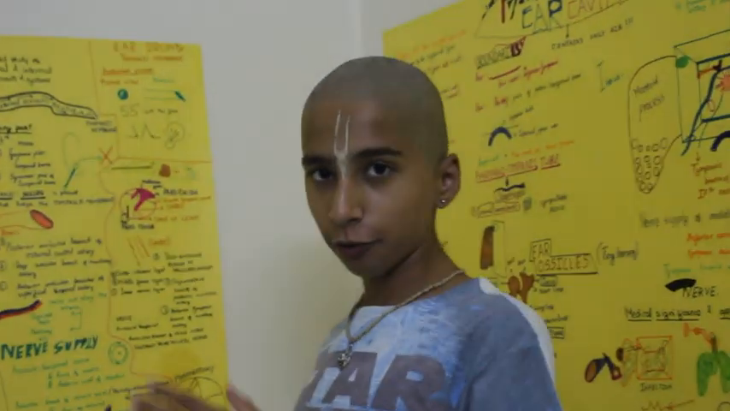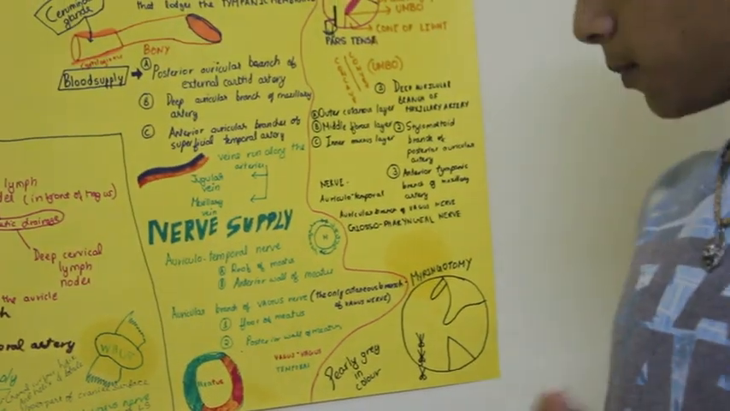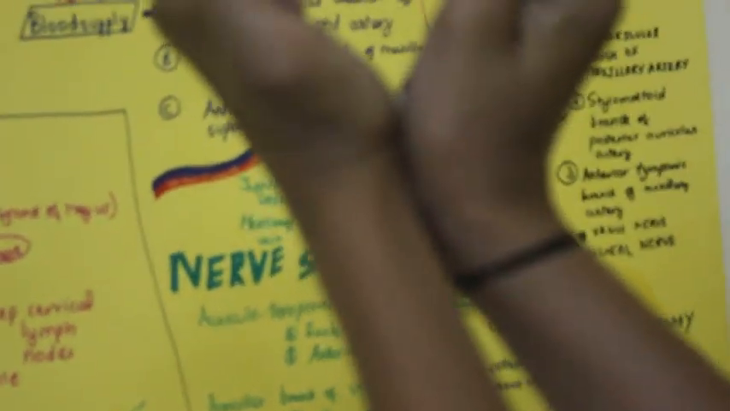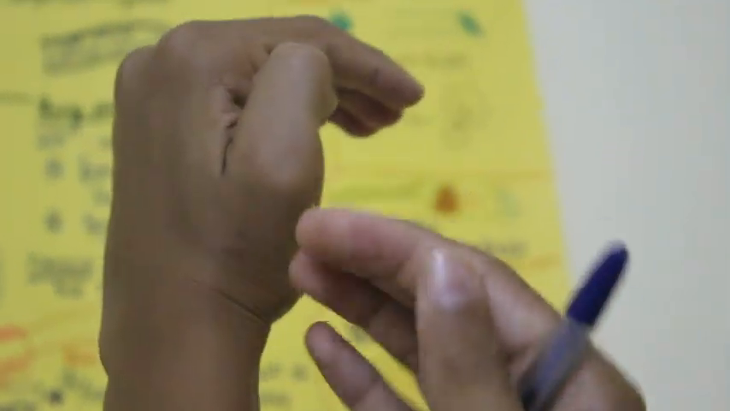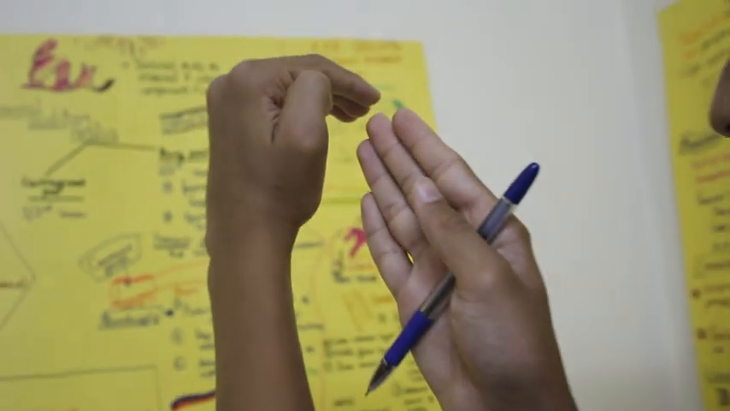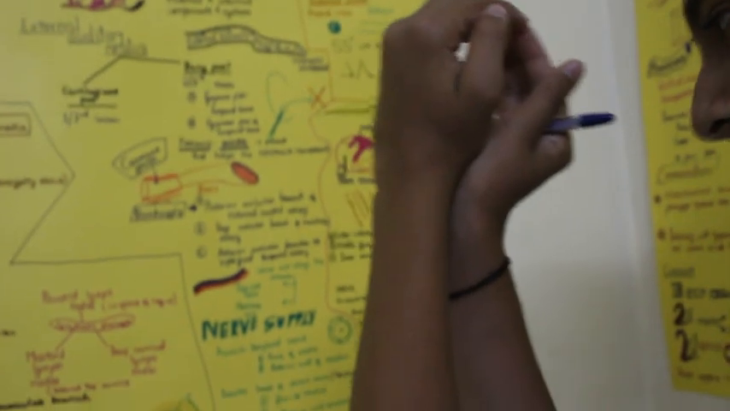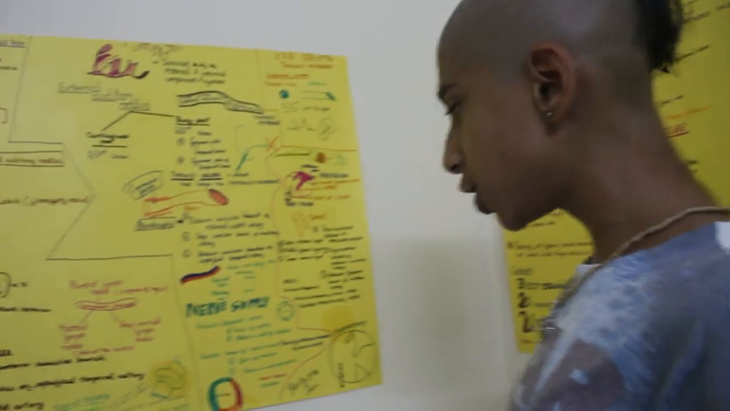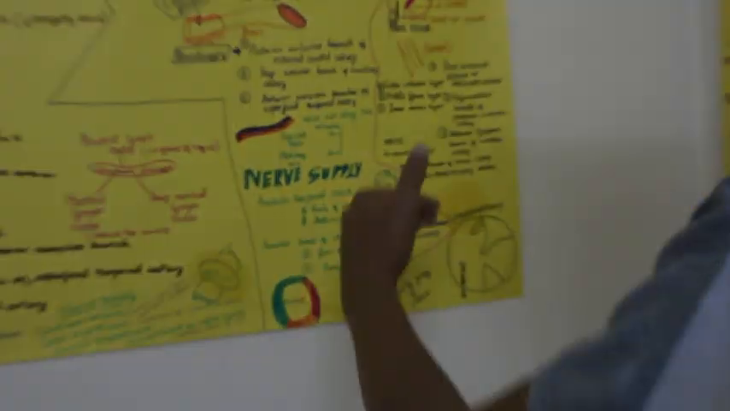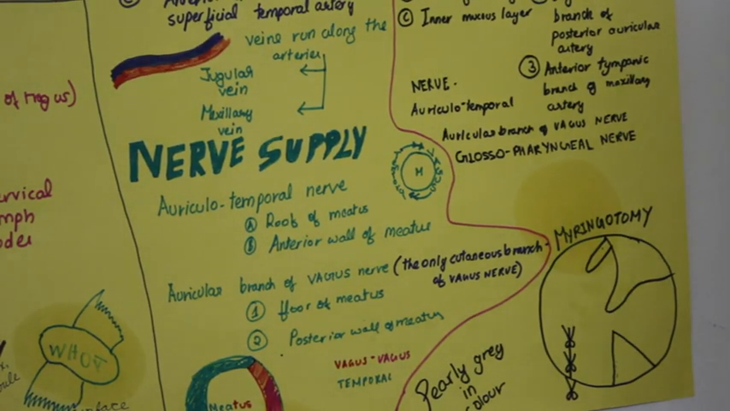And the nerve supply of the external auditory meatus is the auriculotemporal nerve, which supplies the roof of the meatus. So we have the meatus like this, it's a circle shape. The auriculotemporal nerve supplies the superior and anterior portion, and the auricular branch of the vagus nerve supplies the posterior wall of the meatus and the floor. So the roof is supplied by the auriculotemporal nerve, and the posterior wall is supplied by the vagus nerve.